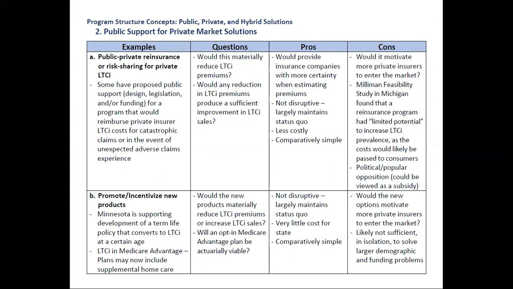Another idea is to help the private industry to develop new types of private long-term care insurance, with the idea that these new products might prove more attractive to the market or more affordable, and as a result, increase long-term care insurance sales. Minnesota is looking into doing that by helping to develop a term life policy that converts to long-term care insurance at a certain age. So the state's role in that would be to help look into actuarial modeling for that sort of product and doing some marketing research to see if there would be interest in that kind of product. And if necessary, passing legislation that would either make the product legal or help facilitate its sales.